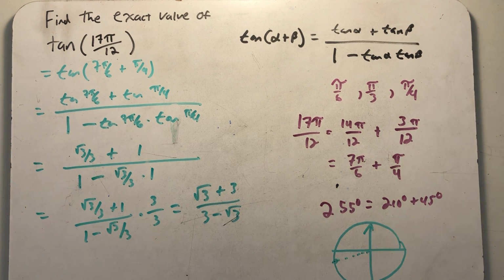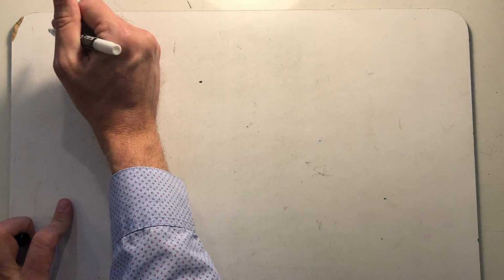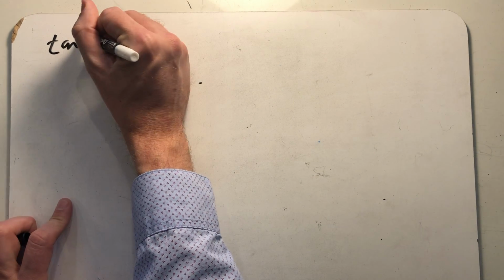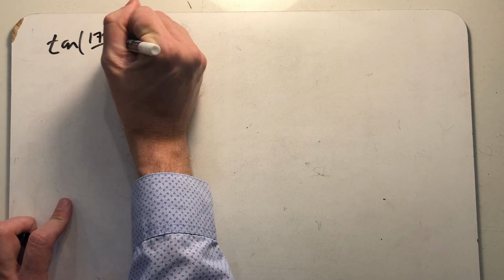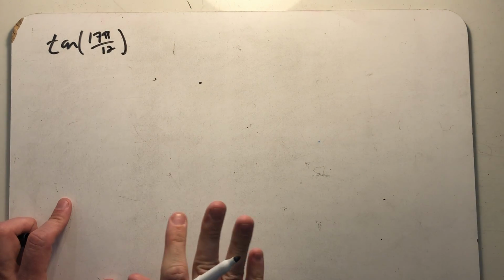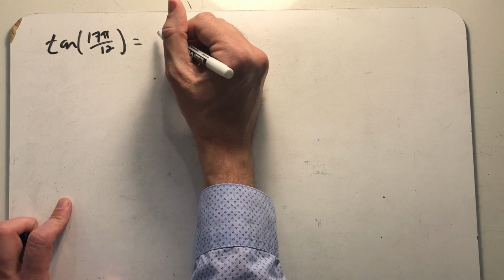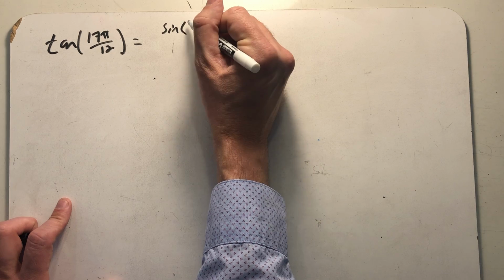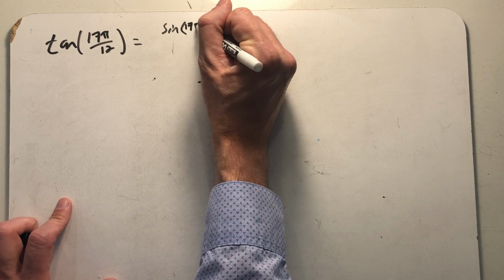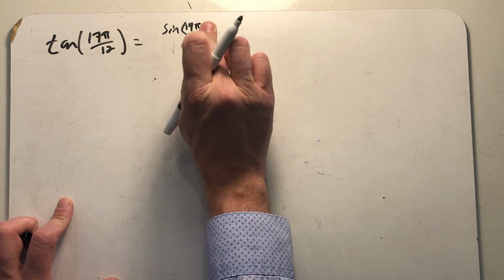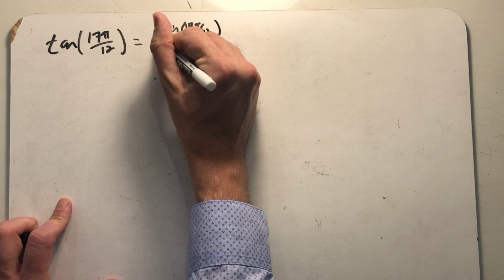And this is the way I would do this problem if I just happened to meet it in the wild. But I want to now go through and do this problem again, but using the addition formulas for sine and cosine. So the addition formula for sine and the addition formula for cosine. Because I know that every time I have a tangent, it's really a sine over a cosine.